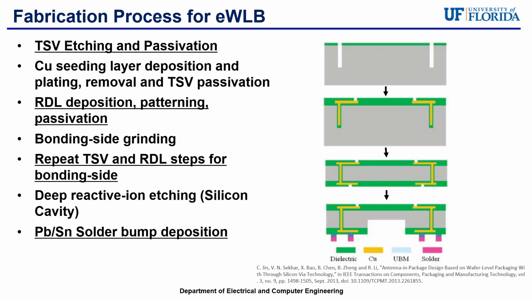For the fabrication process of eWLBs, it starts off with TSV etching and passivation, as shown in the first block of the figure. After that, there's copper seed layer deposition and plating, then removal and TSV passivation. The second block showcases redistribution layer deposition, patterning, and passivation. After that, the bonding side is ground down, and then the steps are repeated for the TSV and RDL for the bonding side, so it's very similar to the first side. After the steps are repeated, there's a deep reactive ion etching, which creates a silicon cavity. Once the silicon cavity is created, there's a lead-tin solder bump deposition.